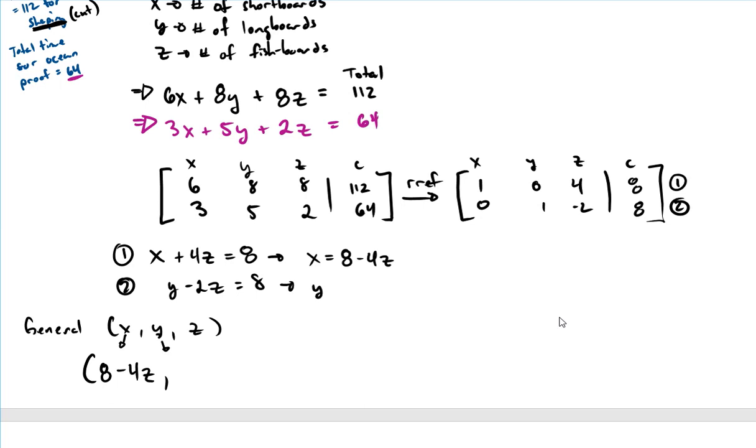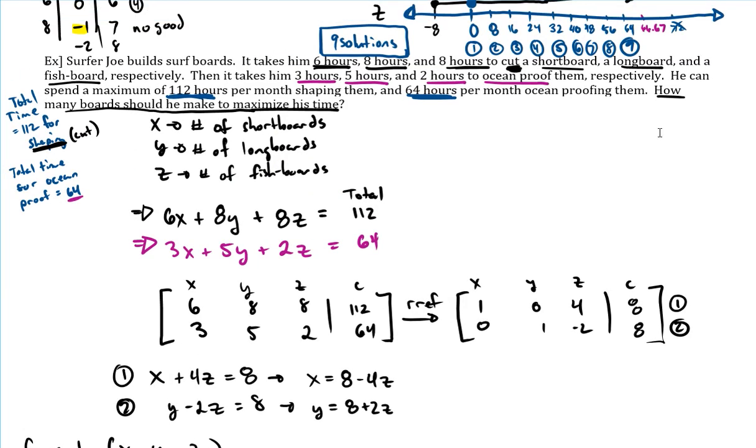And then same deal, it's easy to solve for y. We can just add the 2z on over. So we have 8 plus 2z. And then z is still the last coordinate there. Okay, and so we have a general solution. So I just wrote general. Let's put general solution. And then let's go back and see what they wanted.